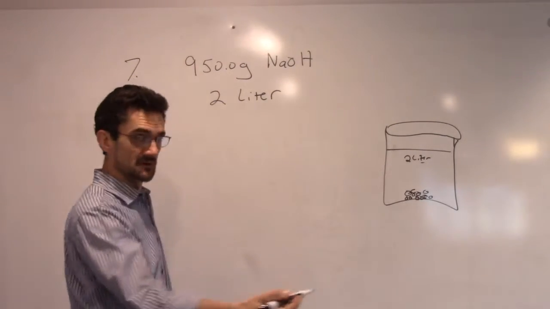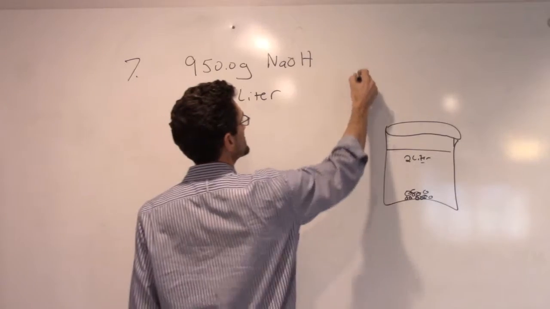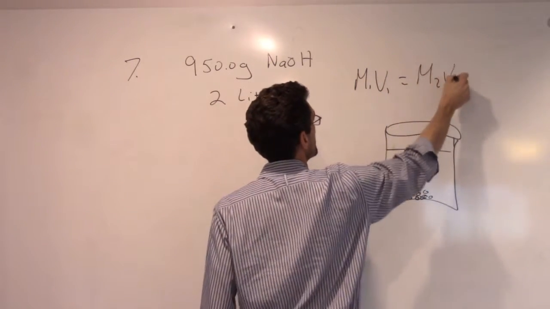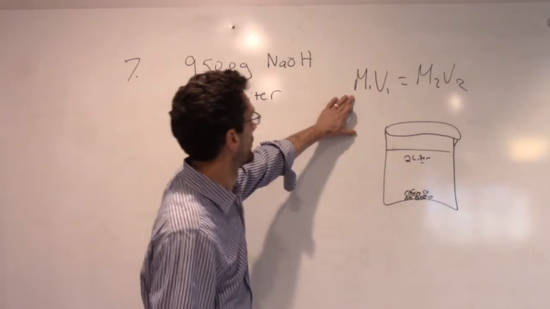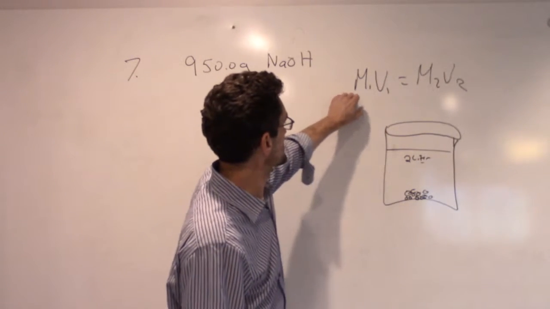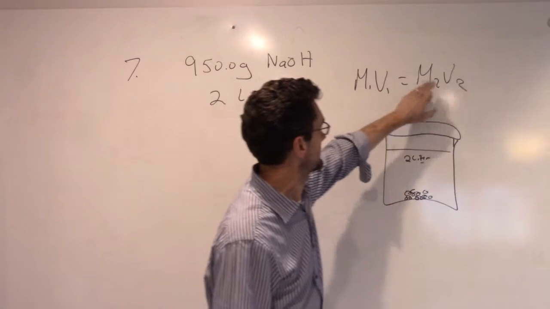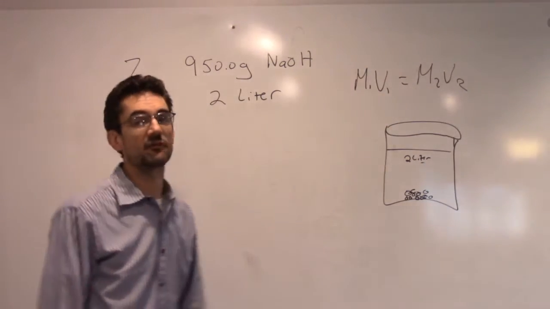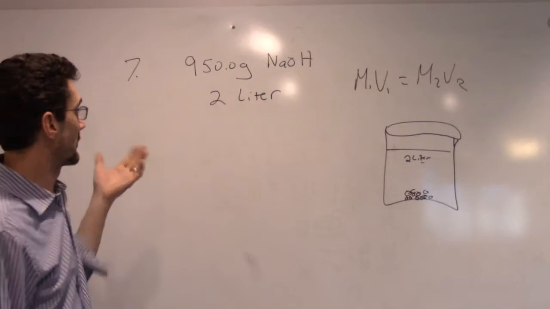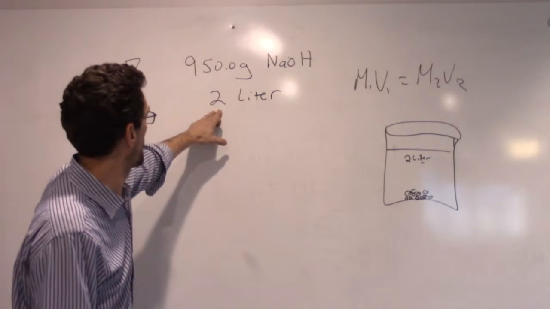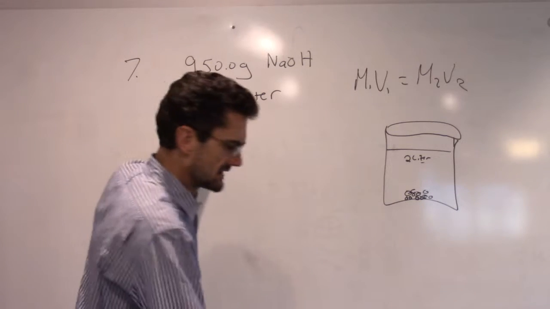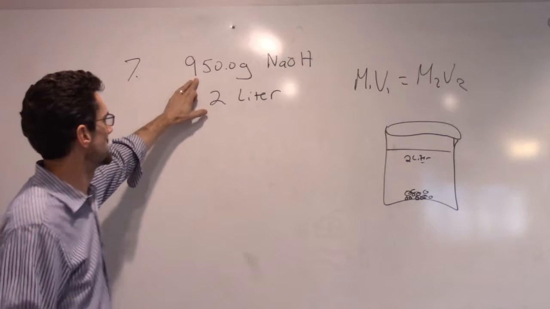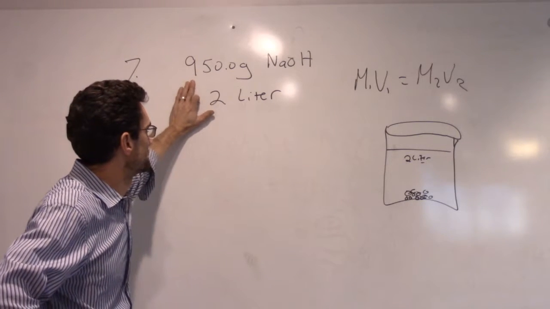We know it's going to be a dilution problem, so it's going to be M1 V1 equals M2 V2. The molar concentration originally times the volume of the original is equal to the molar concentration of the dilution times the volume of the dilution. But what do we have? We know what the original liters were: 2 liters originally of a 950 gram stock solution.